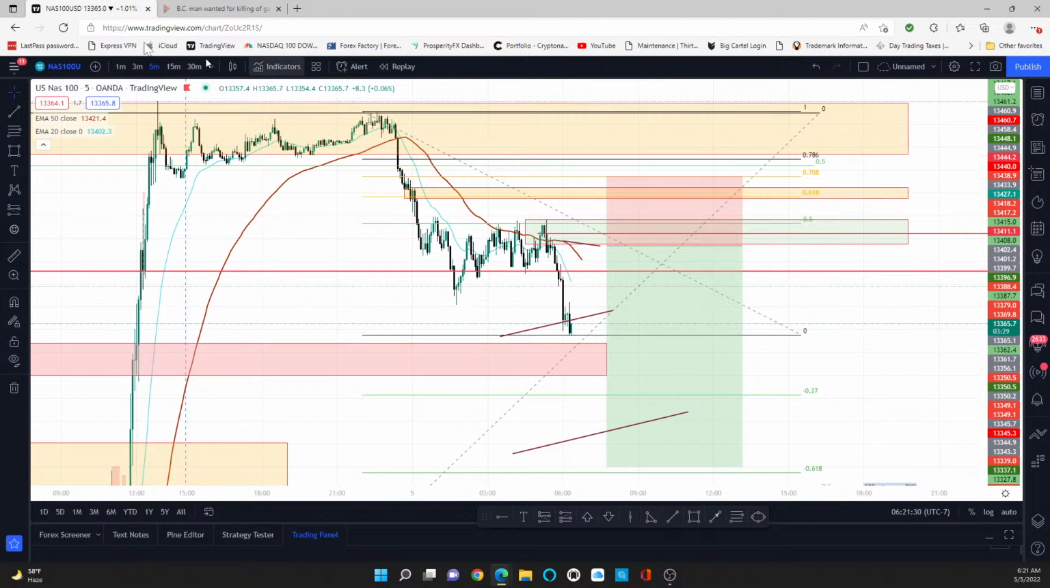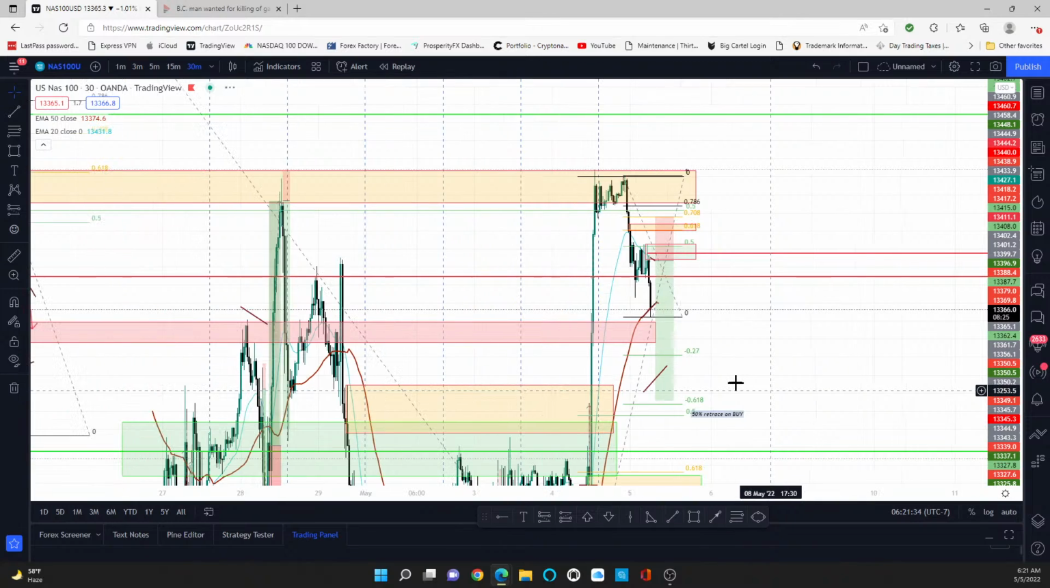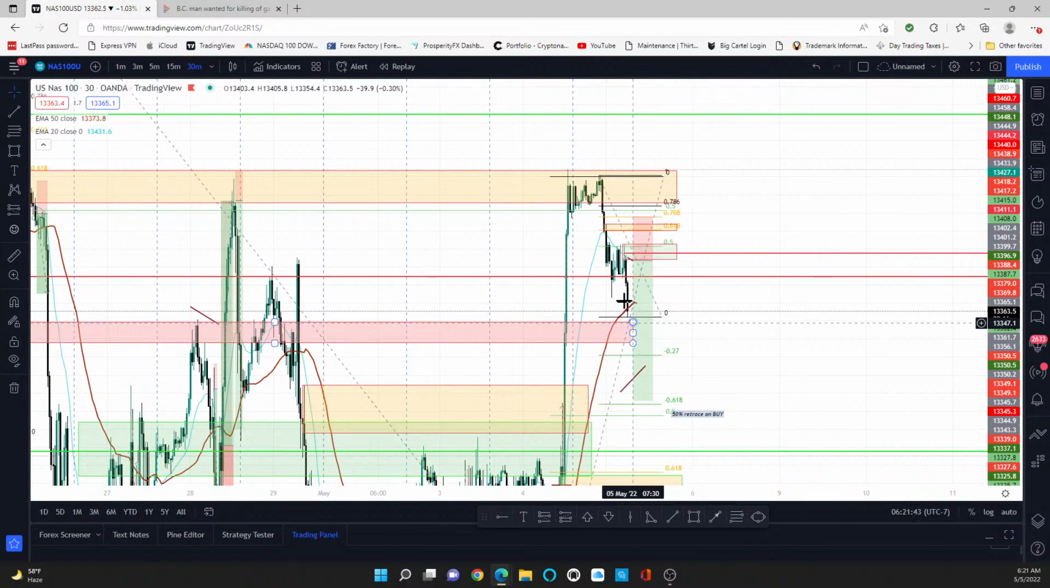Another thing that I have here is, look at how many rejections happened here, right? 1, 2, 3, 4 more rejections, right? So I'm thinking price should continue to move this way. So we'll see as price pushes up.